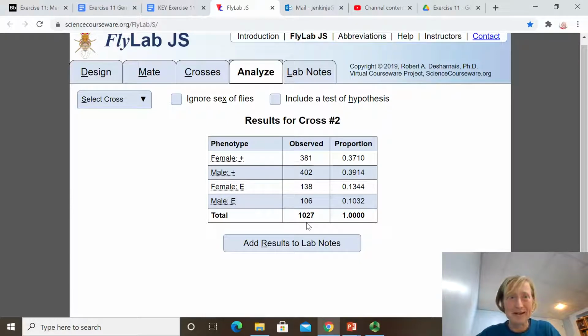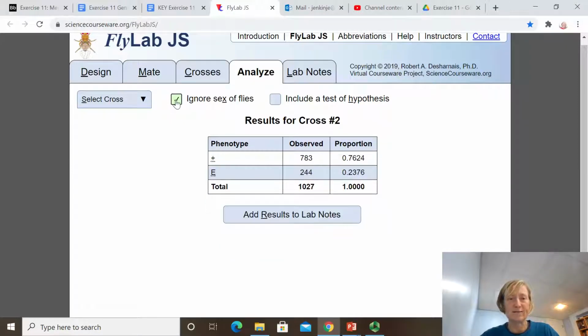Super easy. Did it really fast just by the click of a button, right? I'm going to ignore the sex of the flies because this isn't sex-linked. You can see that the same number of male and females, virtually the same. Okay, we're going to ignore that. Ignore the sex of the flies. And I'm going to report here in row 3 the phenotypes of cross 2 offspring and their numbers. So I had wild-type flies, I had 783, and ebony flies, I have 244. I'm going to put those into my row 2, right?